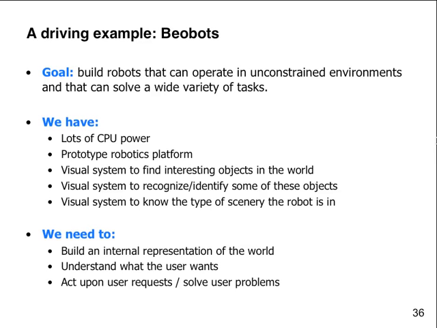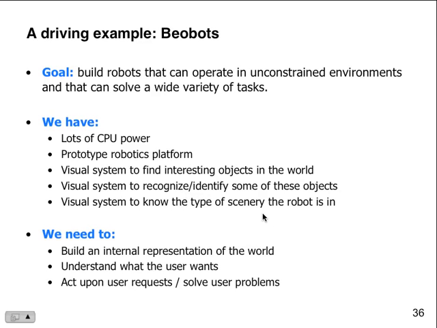But here's the example that I want to give you. We have a goal. And we always have to identify the goal in the problem solving. And then we have the purpose, and then we also have the environment, and then we have the route or the map to get there, which is going to be the controlling engine. And I'm going to go through all of this in the next lecture. But this is just an example of it to see where we're heading. So the goal was to build one that can operate in unconstrained environments and solve a wide variety of tasks. So we have lots of CPU power, we have a prototype, let's say, robotic platform. We have visual systems, cameras, that we're going to use to find interesting objects in the world and recognize, identify these objects.